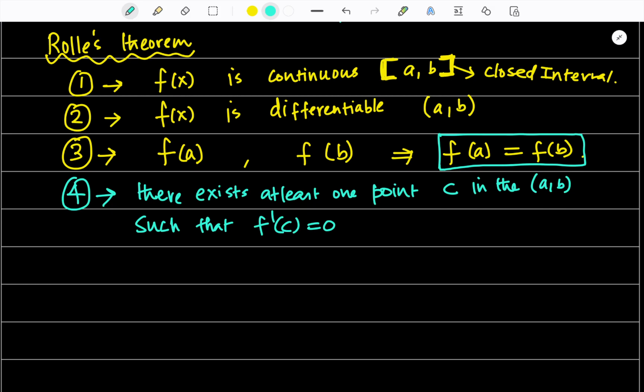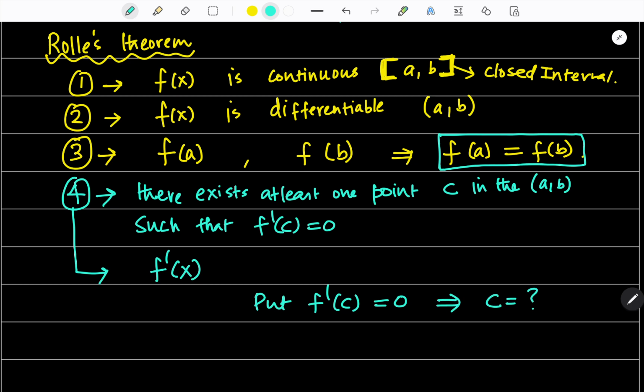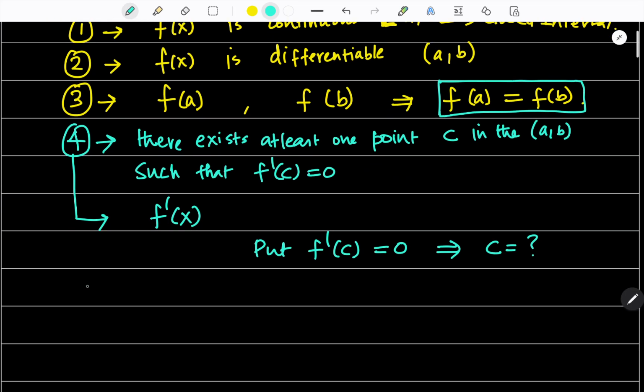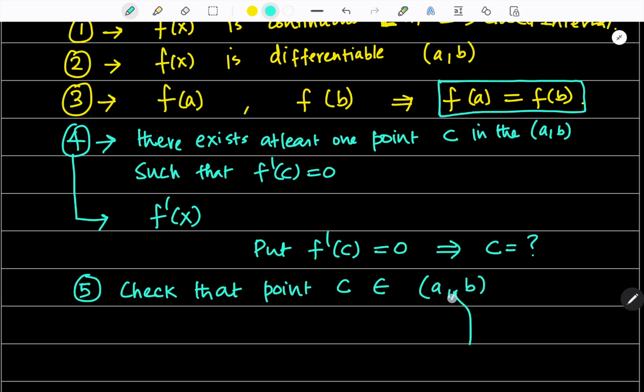Don't worry. You have to write a simple version. Step number 4: find f dash of x, and then put f dash of c equal to 0. Then find c. Step number 5: check that point c belongs to the open interval a comma b. It means c should be in between a and b.